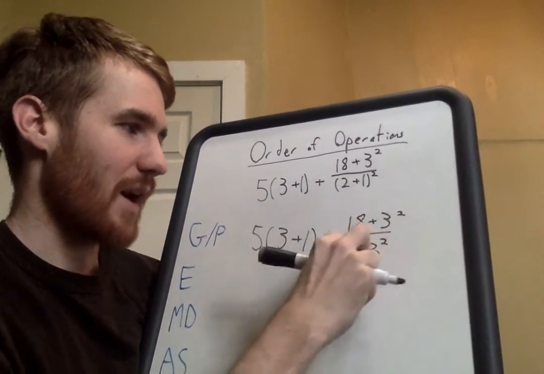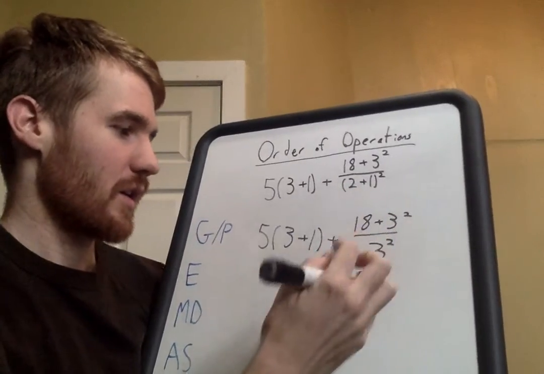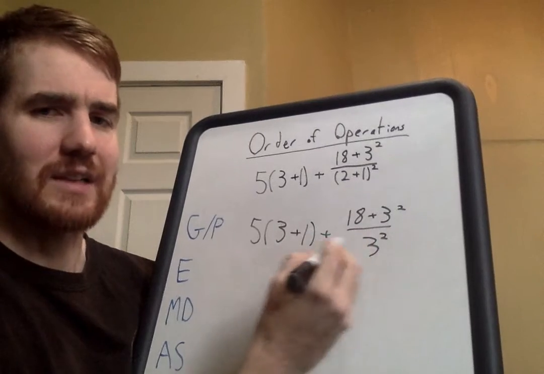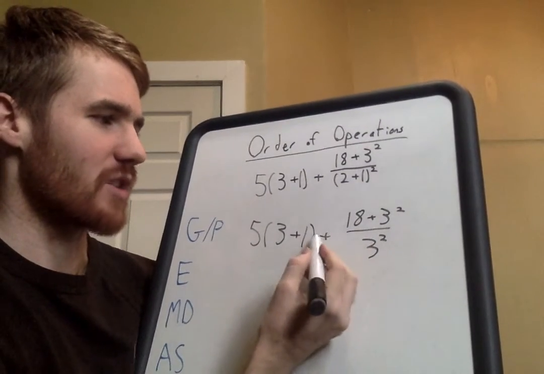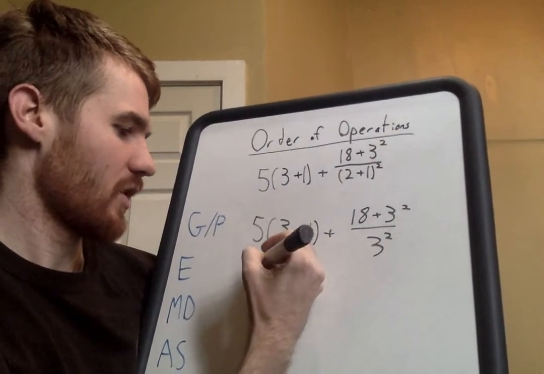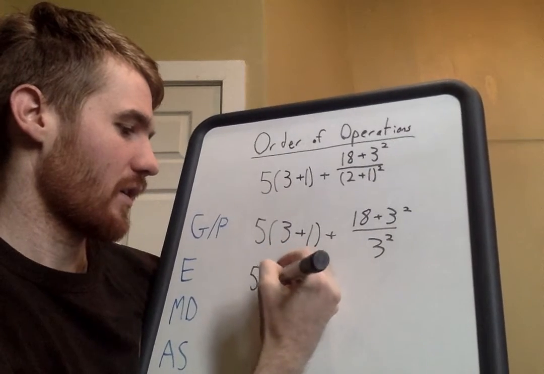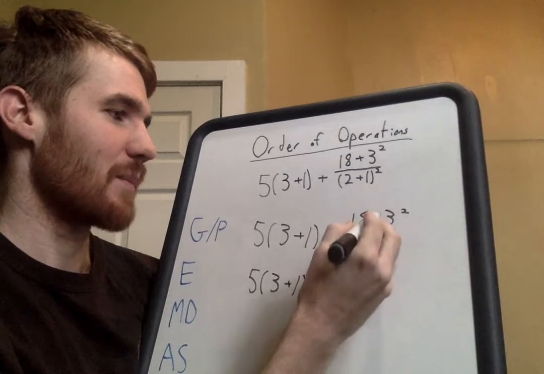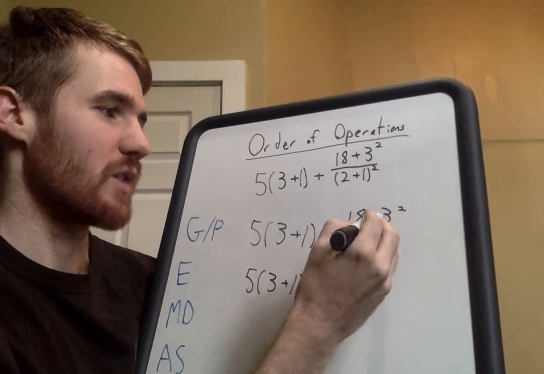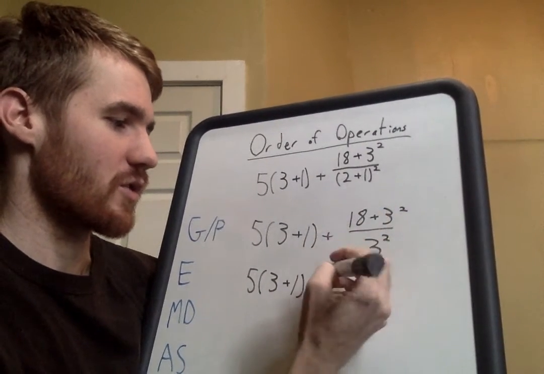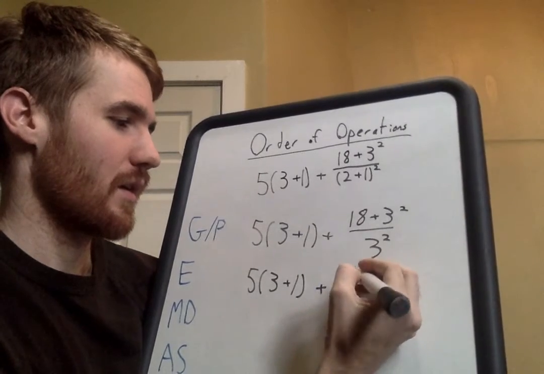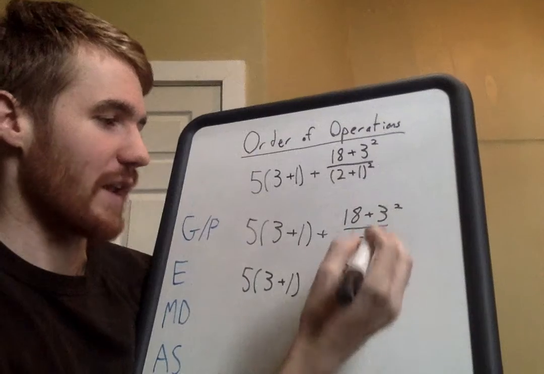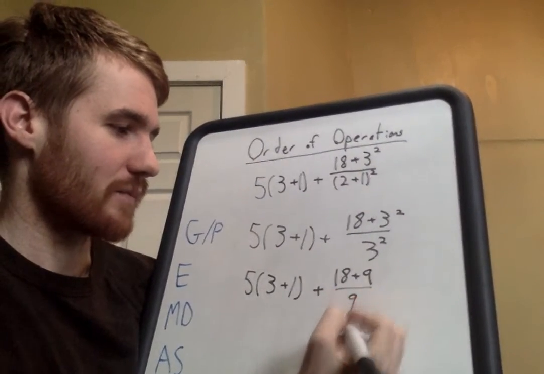We need to take care of the bottom and we need to take care of the top. So we'll just leave this alone at the moment because we're not going to add these together until the last step, because remember, addition and subtraction come last. So we still get 5 times 3 plus 1. But now 18 plus 3 squared, of course we do the exponent first, so that's 18 plus 9. And then on the bottom we also have an exponent, 9.